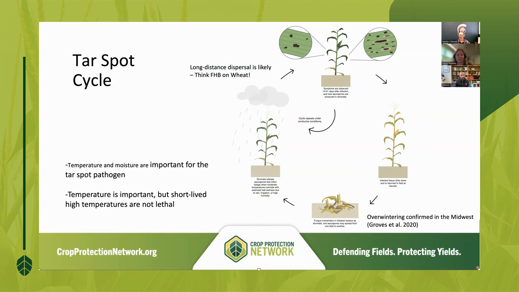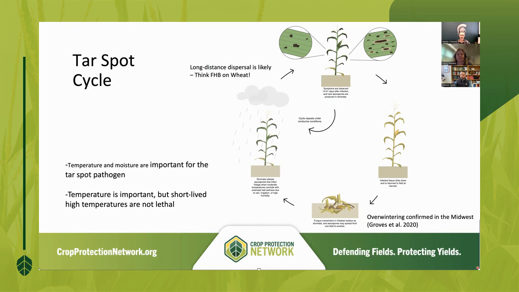And once that inoculum is there, the stromata, those black tar spots, release spores into the canopy. If the field has had a history, that disease can start from the lower canopy and move up. We do know that temperature and moisture are important for the tar spot pathogen, with temperature being really important now as some of the data has come together. But the short-lived high temperatures are not lethal.